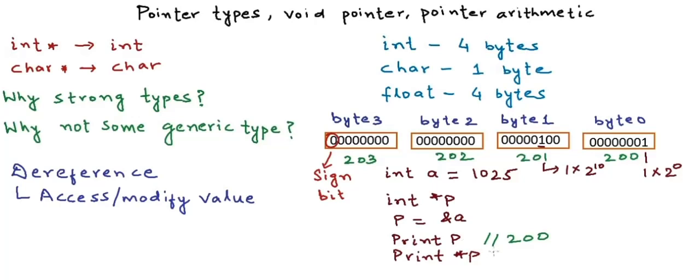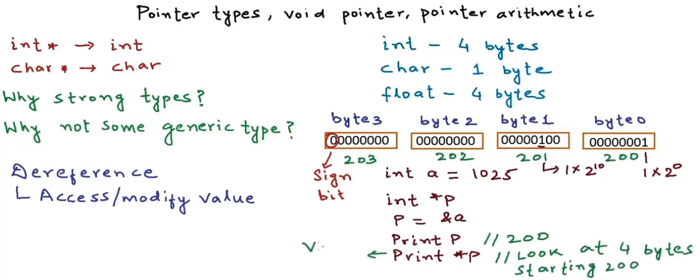address. Then the machine sees that P is a pointer to integer, so we need to look at 4 bytes starting at address 200, and then the machine knows how to extract the value of an integer data type. So it retrieves the value 1025 out of these 4 bytes. Now if P was a character pointer, then while dereferencing, the machine would have looked at only 1 byte, because a character variable is only 1 byte.